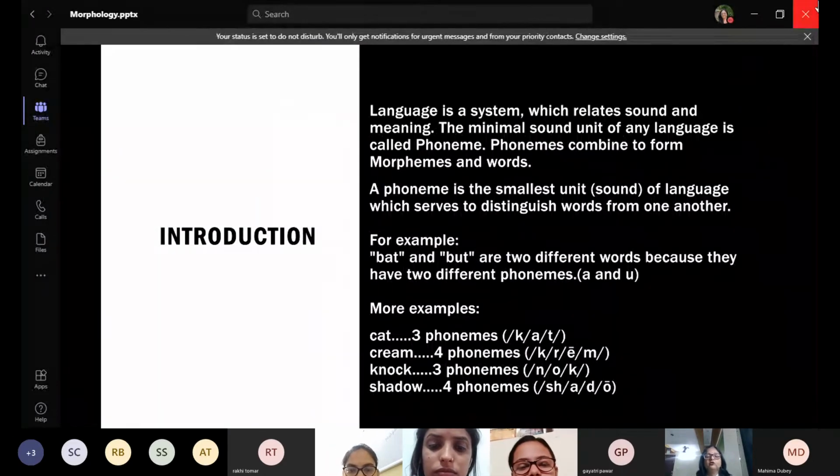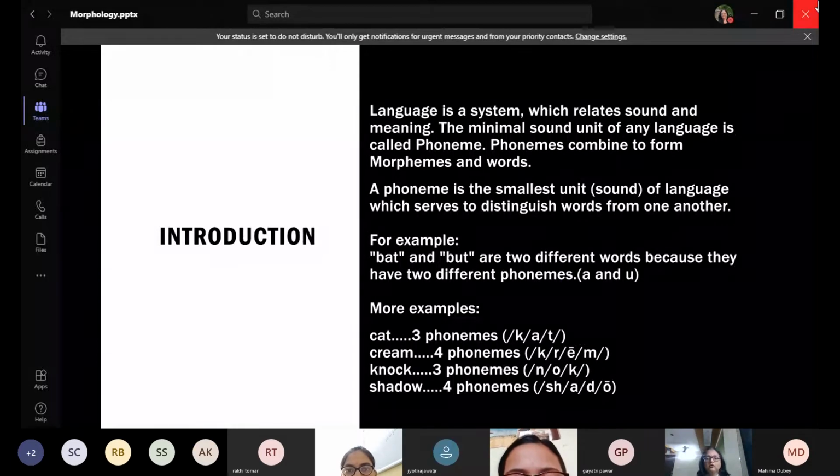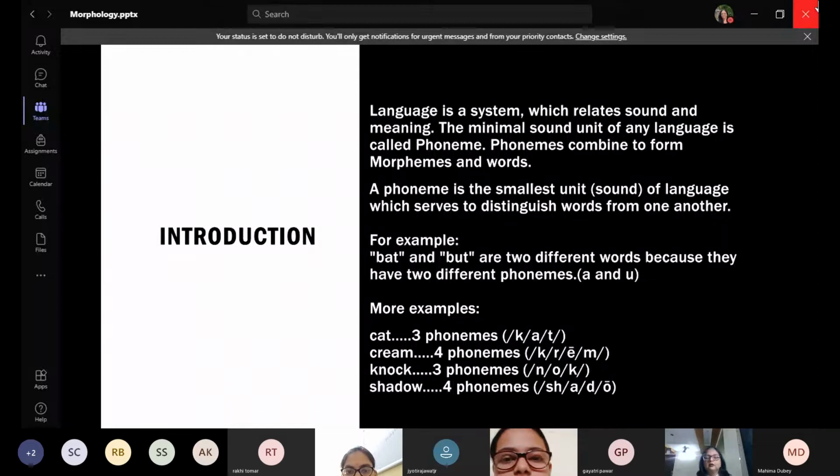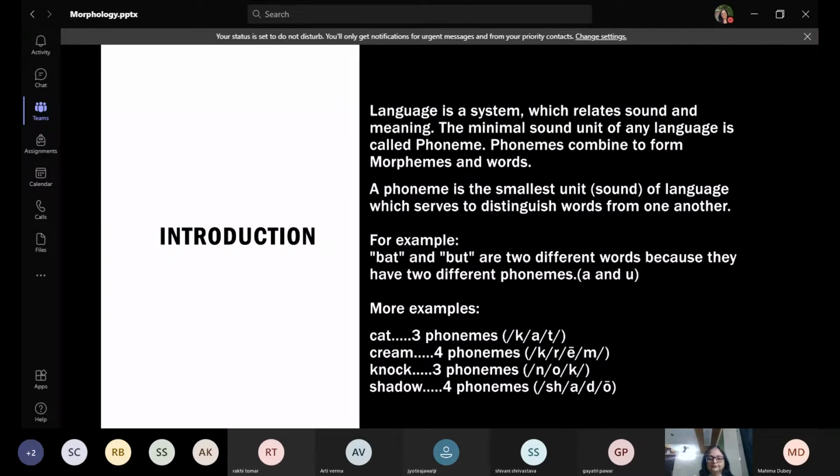What is language? While doing Saussure also we did what is language. We said language is a system. Okay, so what kind of system? That relates sound with the meaning, sound image and the concept. This is what Saussure had said in Nature of the Linguistic Sign, right? So here again, language is a system that relates sound with meaning.